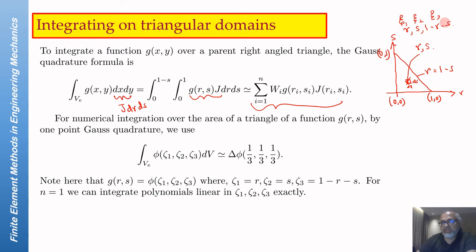So if you use zeta 1, zeta 2, zeta 3 coordinates for first order Gauss quadrature, your sampling points are 1/3, 1/3. So zeta 1 is 1/3, zeta 2 is 1/3, and zeta 3 would be 1 minus 1/3 minus 1/3, that is 1/3 as well. So this would be your first order, single point Gauss quadrature.